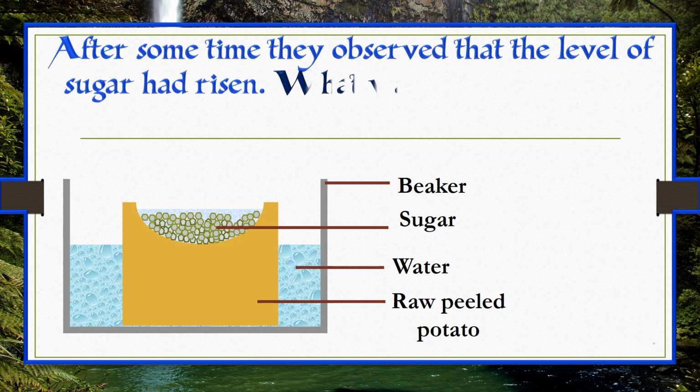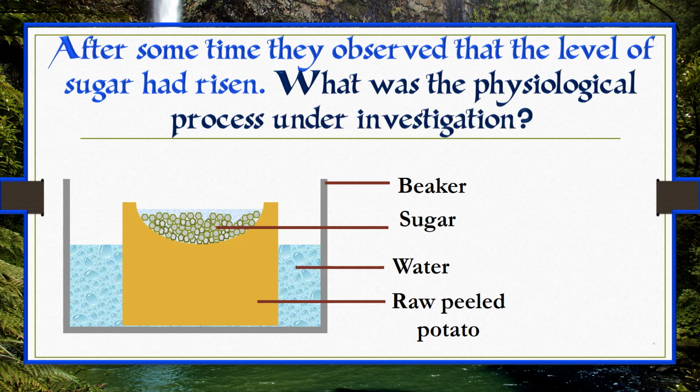After some time, the students observed that the level of the sugar had risen. What was the physiological process under investigation? The physiological process under investigation was osmosis.